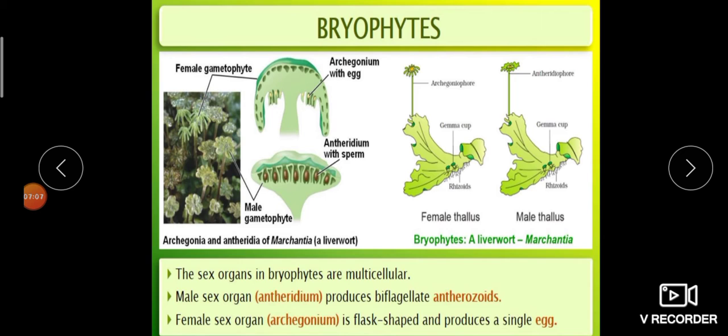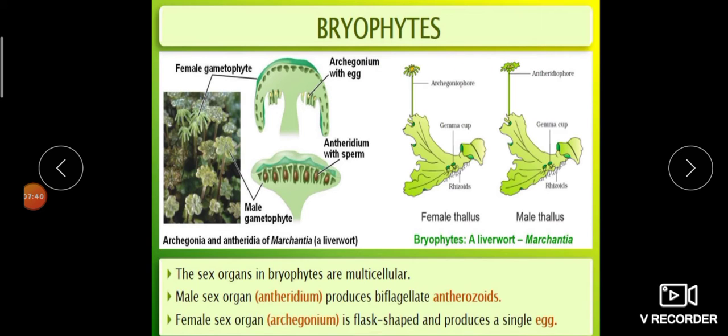This is normally happening. Then this is the structure of female and male thallus. In the male thallus, there are rhizoid-like structures to support the thallus on the substratum. And there is gemma. We will study what is gemma. And this is the antheridium producing antherozoids, which is supported with a stalk called antheridiophore. And like that, there is archegoniophore and archegonium.